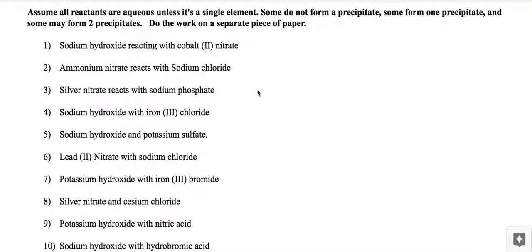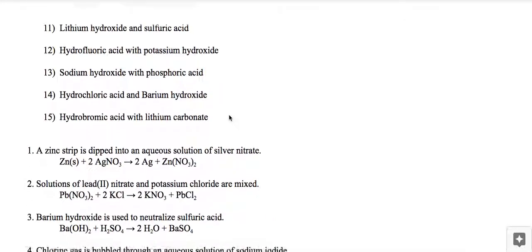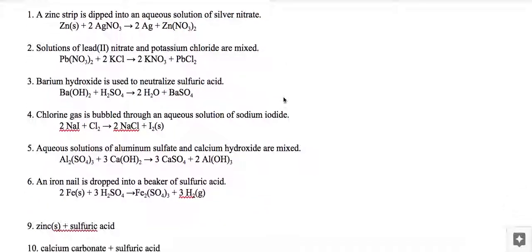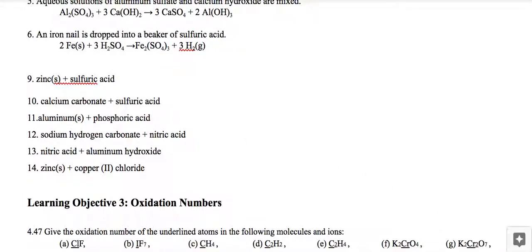Any others here that look like something we should look at? These are all precipitation ones and acid ones. Some more here, those are metal, acid. Let's do this one here. We didn't do an acid carbonate as an example, so let's look at that one.